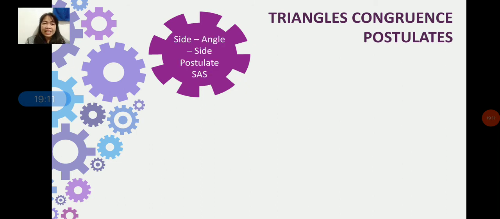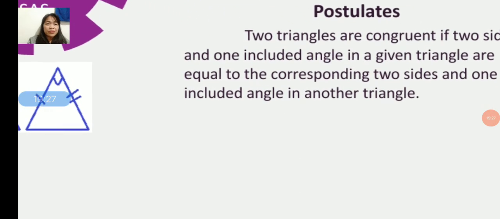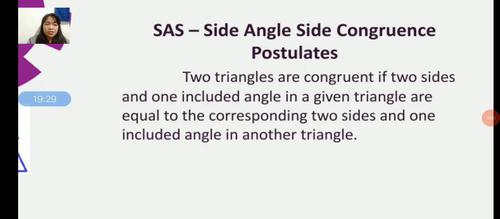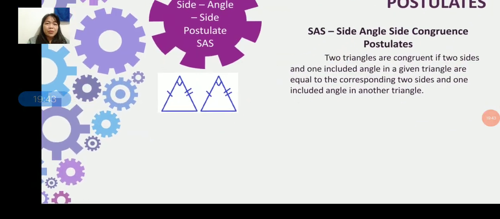What is the side angle side postulate, also known as SAS, that has a symbol like this? So SAS stands for side angle side congruence postulate, which refers to two triangles being congruent if two sides and one included angle in a given triangle are equal to the corresponding two sides and one included angle in another triangle. Let us have an example.